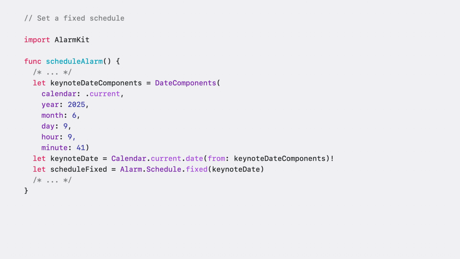When creating an alarm, you can also provide a schedule, which can be either fixed or relative. A fixed schedule specifies a single future date at which alarm will alert. This schedule is absolute and does not change when device time zone changes. In this example, I set up an alarm to go off for the WWDC keynote. I create the date components for June 9th at 9:41 a.m. I then use those components to create the date. Next, I pass the date to my alarm schedule using its fixed initializer.